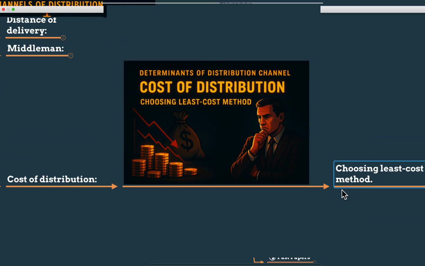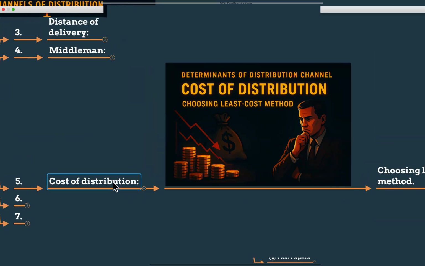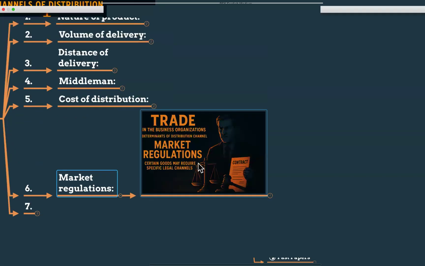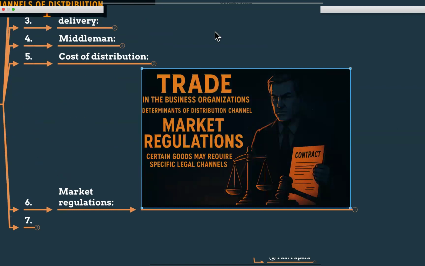Sometimes you prefer your own delivery vehicle. Sometimes you prefer courier services. So it depends on the cost of distribution as well. And the market regulations. Sometimes, my dears, there might be some legal requirements for distribution as well.